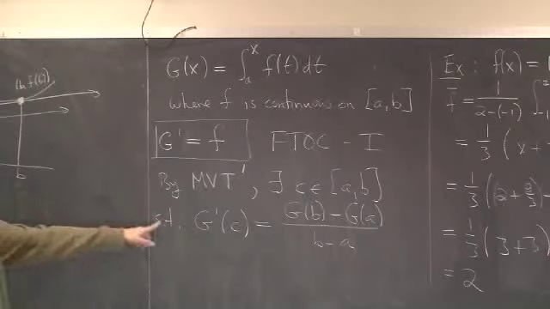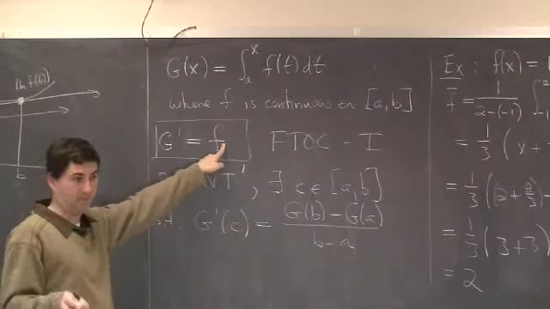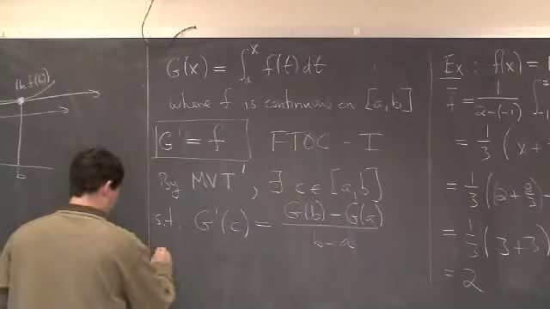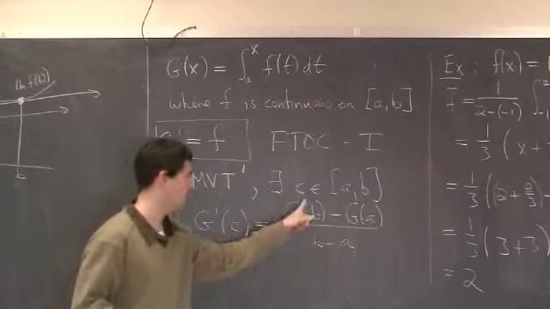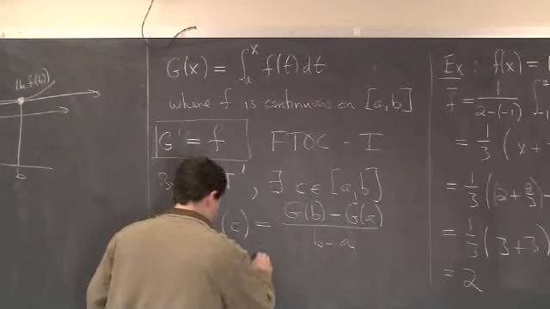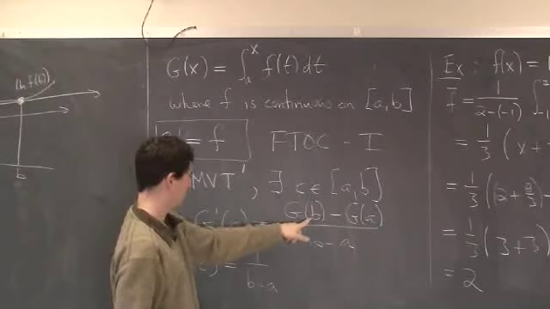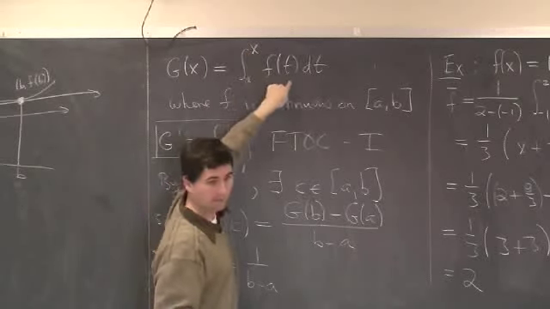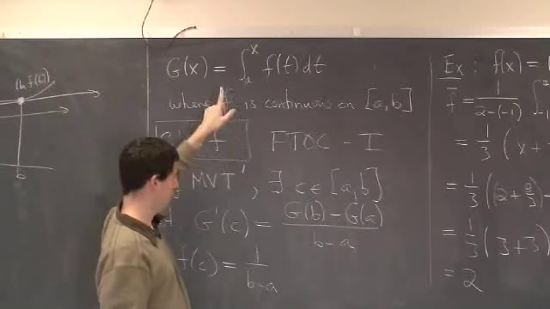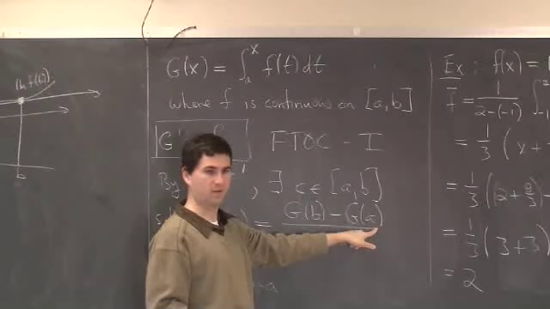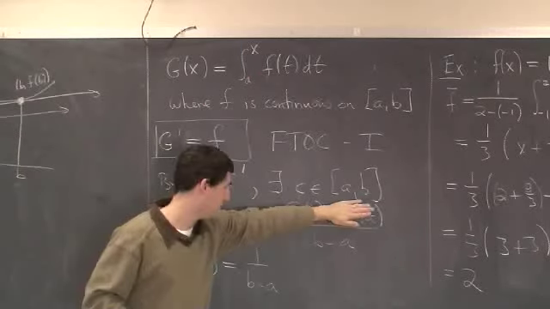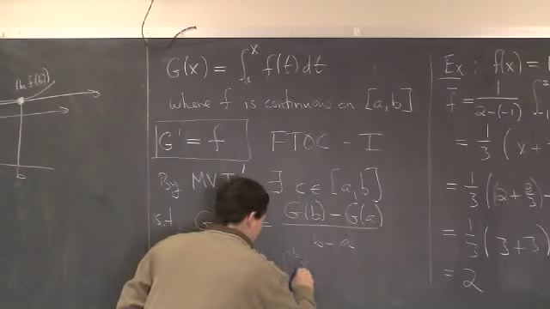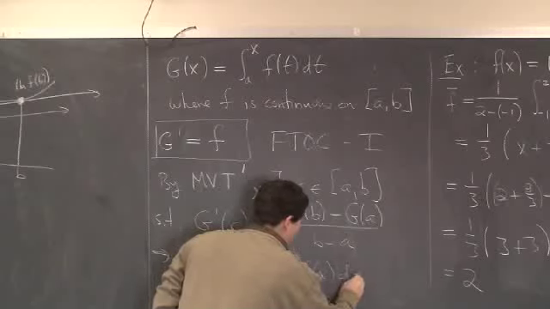Okay. What's g prime of c? Well, g prime is f. So this g prime of c is just f of c. Now let's see, what is g of b? Right, because we want to evaluate this right side. Let me just pull this 1 over b minus a out. Now, g of b is just the integral from a to b of f of t dt, or f of x dx, whatever you want to call it. And you remember what g of a is? 0, right? Just go from a to a, so you don't compute anything. So that g of a is just 0. So you just get the integral from a to b, f of, and let me change it from a t to an x, just so we're happy.